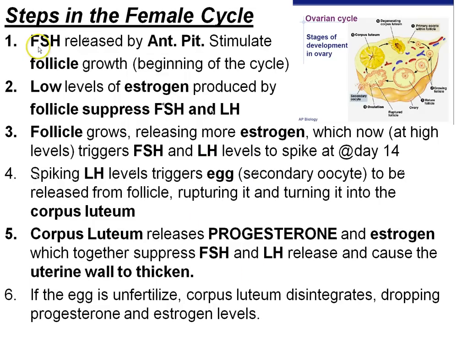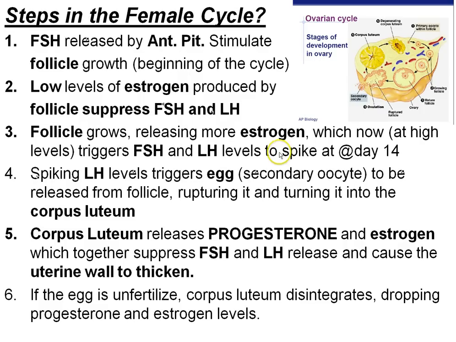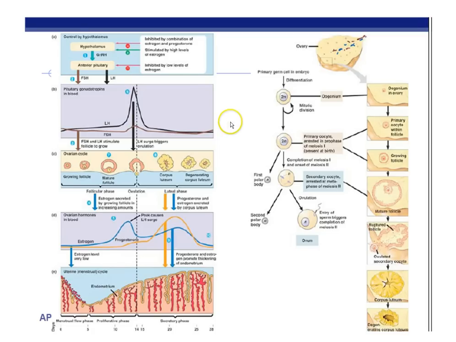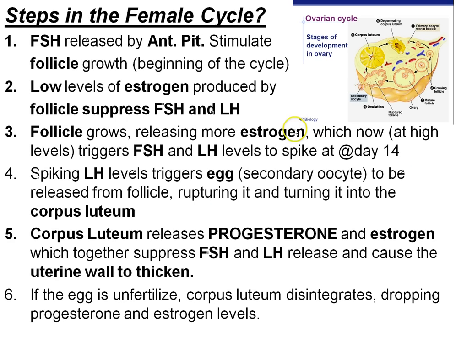So review. FSH, released from pituitary, stimulates follicle. Follicle releases estrogen. Estrogen levels that are low suppress FSH and LH. See, LH and FSH still pretty low in response to estrogen at low levels. However, follicle develops, produces more estrogen. Once you produce a lot of estrogen, that's going to trigger the release of FSH and LH, and that's going to spike at about day 14. So lots of estrogen creates more FSH and LH. A little bit of estrogen by itself suppresses FSH and LH.